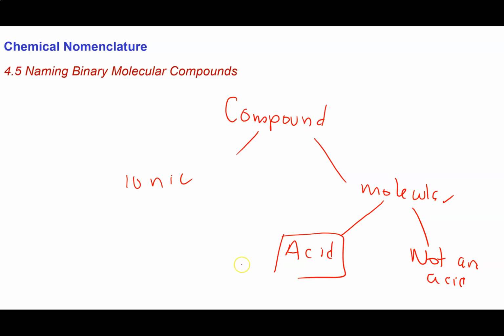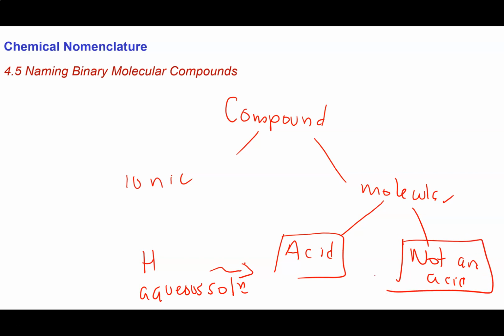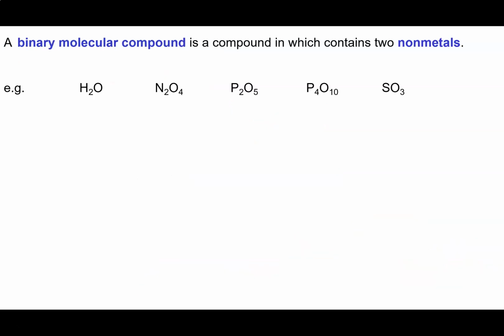To be an acid, there has to be a couple of conditions present. The formula has to contain hydrogen, and it has to be an aqueous solution. Additionally, there's generally a mention that the compound is an acid. If it's not an acid, then we're going to use the rules that we apply to what we call binary molecular compounds to decide the name of the compound.